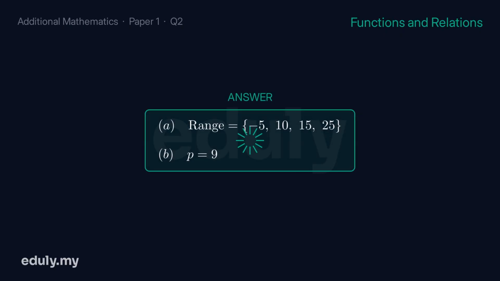Final answers. Part A, the range is the set of -5, 10, 15, and 25. Part B, p equals 9.